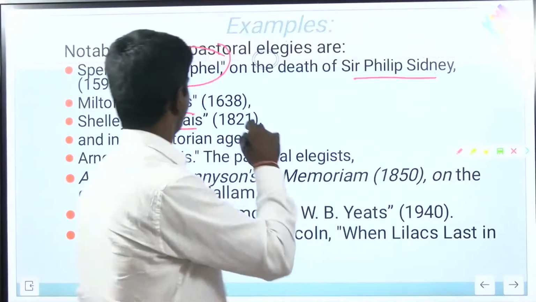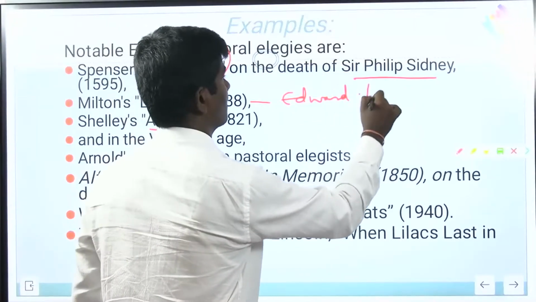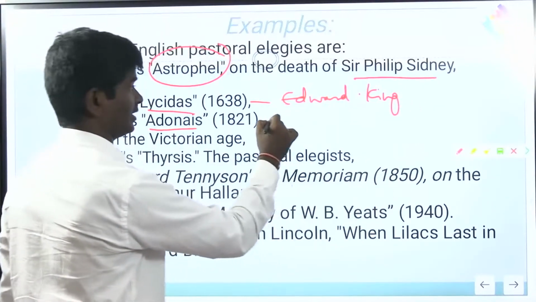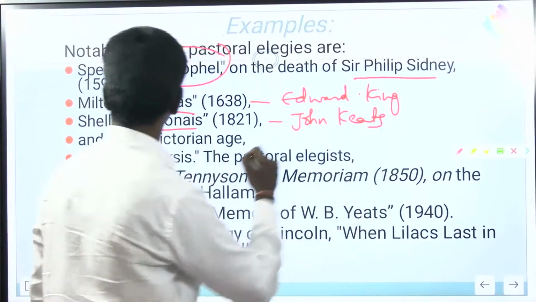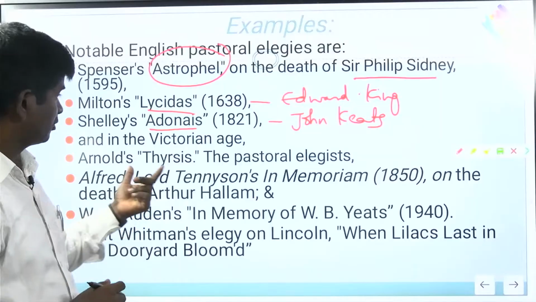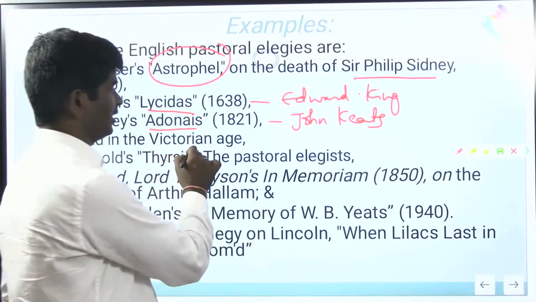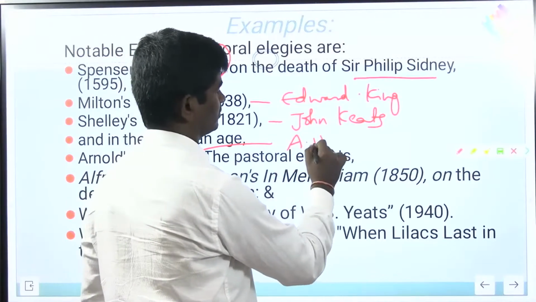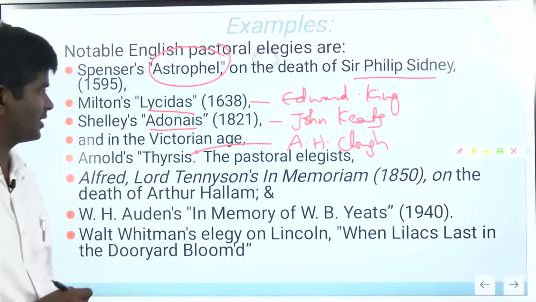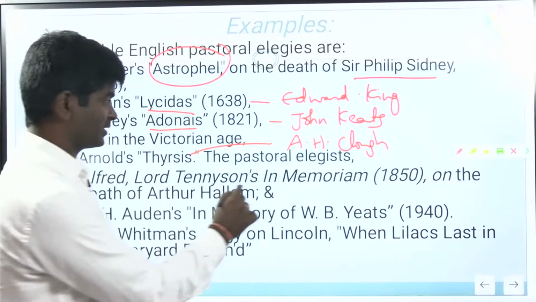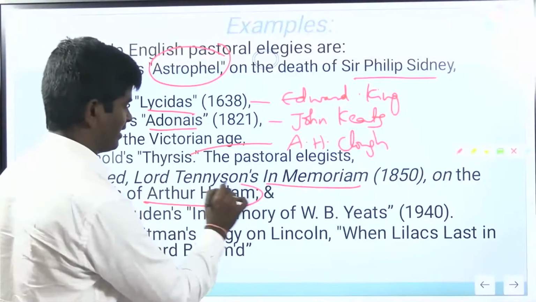See, so this is written on the death of Edward King. This is written on the death of John Keats. Next, in the Victorian age, Arnold's Thyrsis, the pastoral elegy. This is written on the death of Arthur Hugh Clough. Also, Tennyson's In Memoriam. This is written on the death of Arthur Henry Hallam.